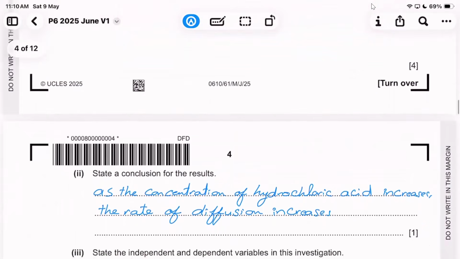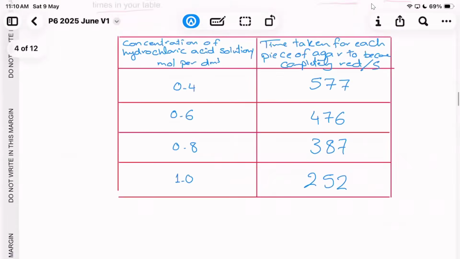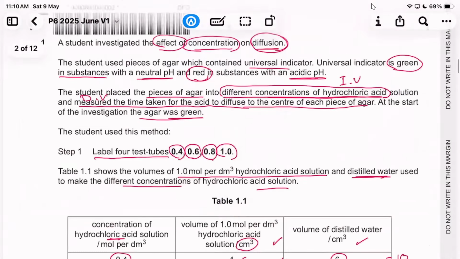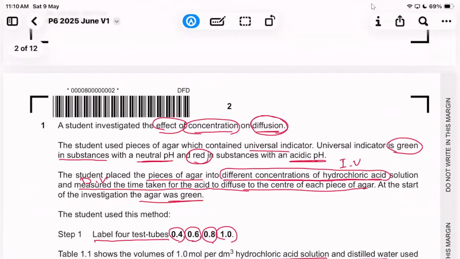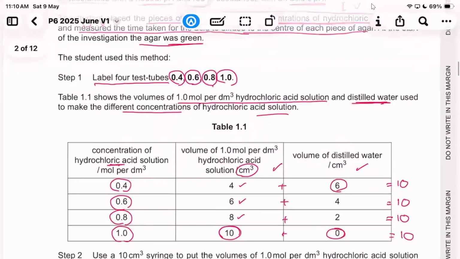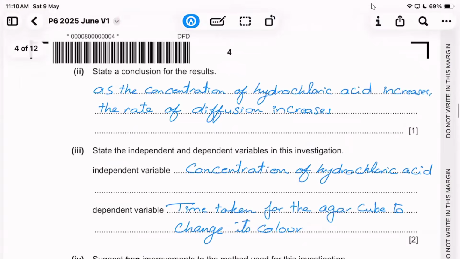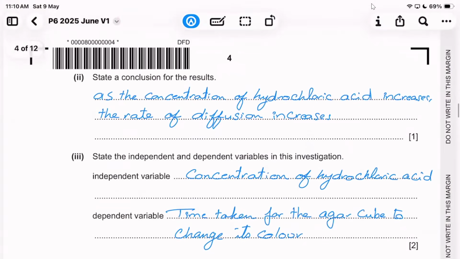Next question, state the independent and dependent variable in this investigation. We said it and we make it easily to be caught from the experiment. So the independent variable, the concentration of hydrochloric acid, and the dependent one, the time taken for the agar cube to change its color.